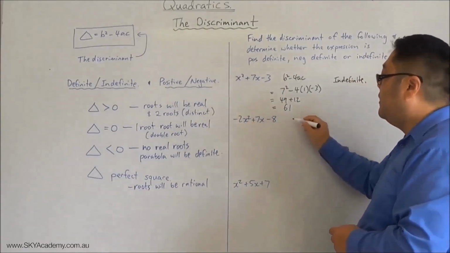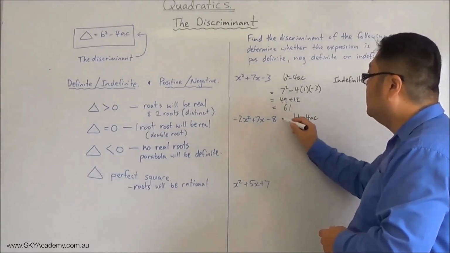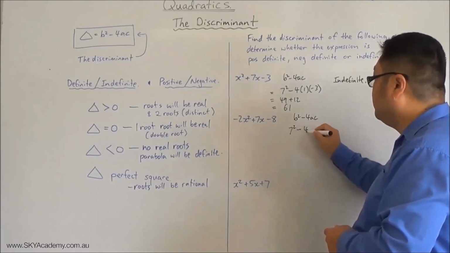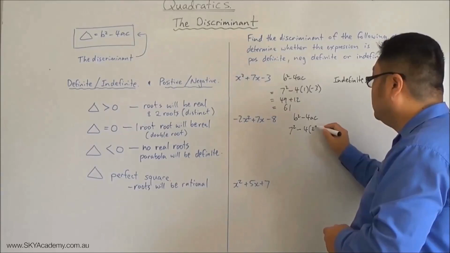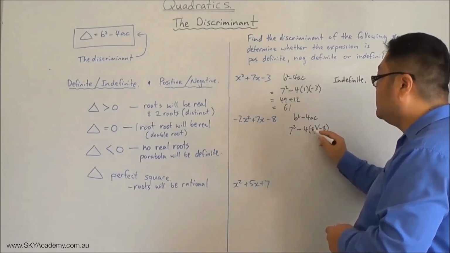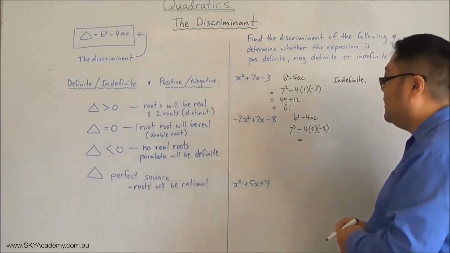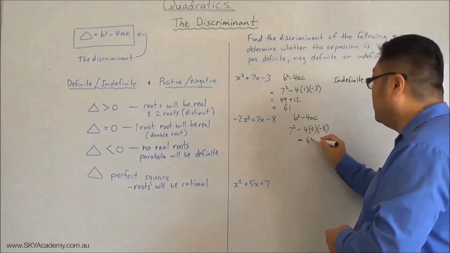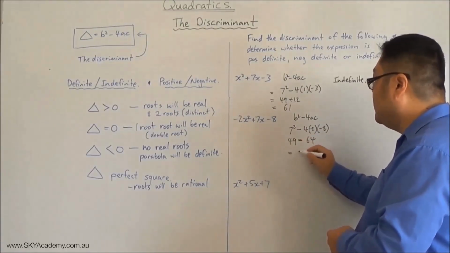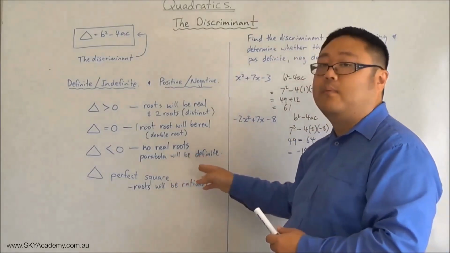This one, the discriminant b squared minus 4ac is equal to 7 squared minus 4 times negative 2 times negative 8. Overall, you've got 3 minus signs, which means the overall value would be negative. 4 times 2 is 8, times 8 is 64. 7 squared is 49. The discriminant will be negative 15, which means that there are no real roots. The parabola will be definite.